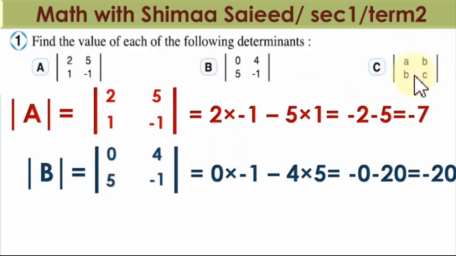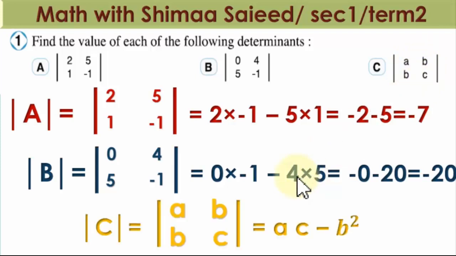This determinant, a, b, b, and c, you know that the value of the determinant of the second order equals the product of the two elements of the principal diagonal minus the product of the two elements of the other diagonal. So we must calculate the product of the principal diagonal at first. a times c equals ac. Minus the product of the other diagonal, which is b times b equals b squared. So, the value of this determinant equals ac minus b squared.